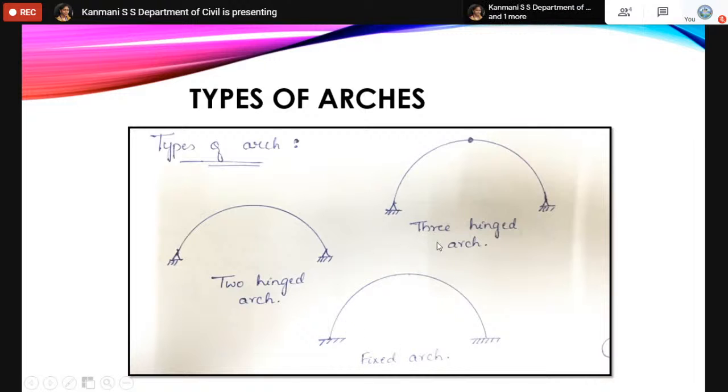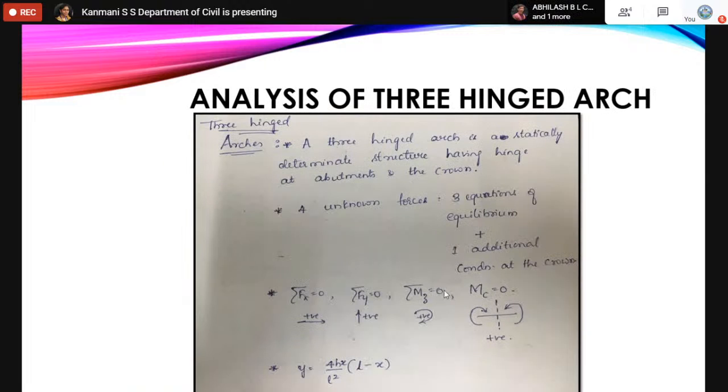If I go to the fixed arch, there are 6 unknown reactions. Against these 6, we have 3 equations of equilibrium. 6 minus 3 is 3, hence the degree of indeterminacy is equal to 3 for a fixed arch.